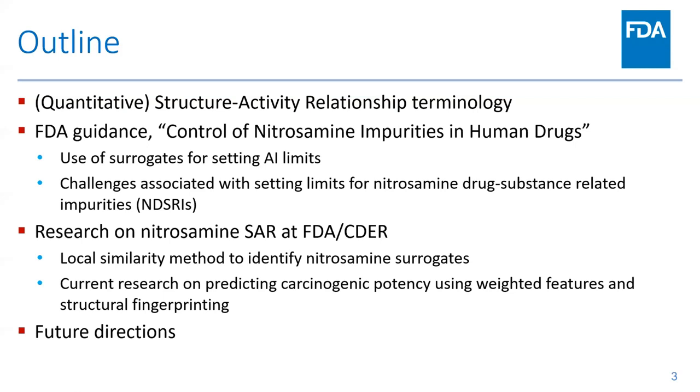And then the majority of my time will be devoted to covering some of the research that's been going on at FDA CDER, some of the earlier work that we were involved in developing a local similarity method to more objectively identify potential surrogates for nitrosamine impurities. And then our more recent work looking at predicting carcinogenic potency using weighted structural features using a structural fingerprinting method. And then I'll finish up with some future directions.